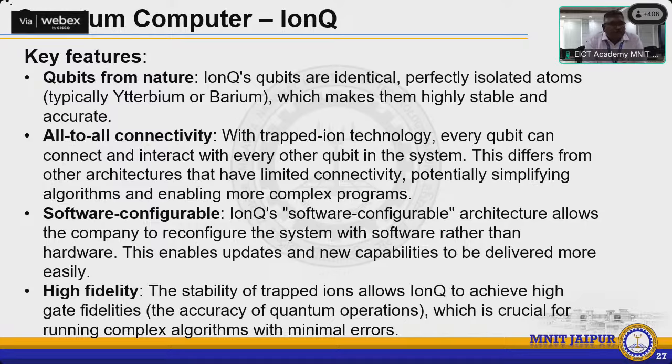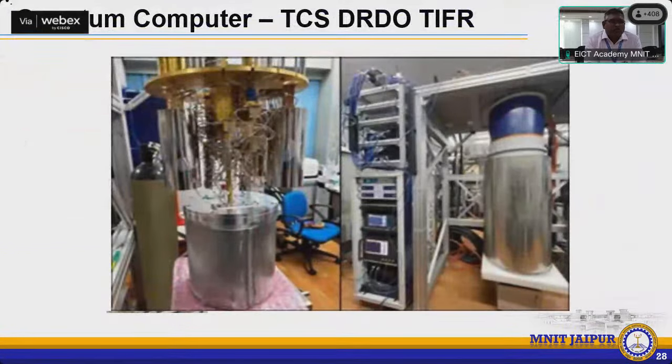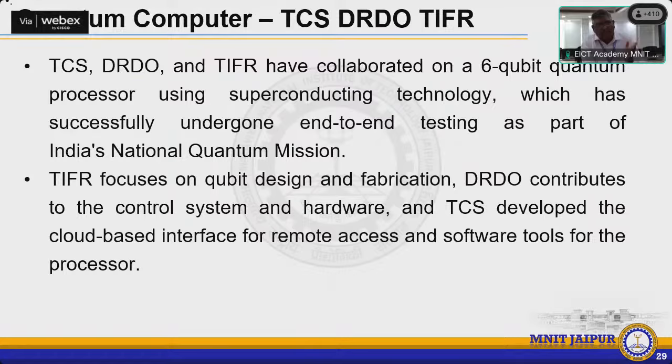And there's a software configurable architecture, so you can reconfigure the system with software. You don't need to make changes in the hardware. And again here, because it's trapped ion, you have high fidelity. We looked at Helios, which has high fidelity. IonQ also has high fidelity, and of course, Helios will be better than IonQ because it's a very recent one, right? So you can look at those processors. And then our own Indian TCS, DRDO, TIFR built a 6-qubit quantum computer, maybe the initial version that we can look at, using superconducting technology, and end-to-end testing was possible with the National Quantum Mission.